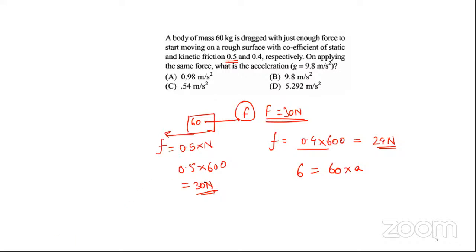This friction will be 300 newtons and my new friction force will be 240 newtons. So my new force will be 60 equals 60 into A. That will give me A equals 1 meter per second square. Taking g as 10, we have got this answer. So taking g as 9.8, we would have got option A as the right answer.